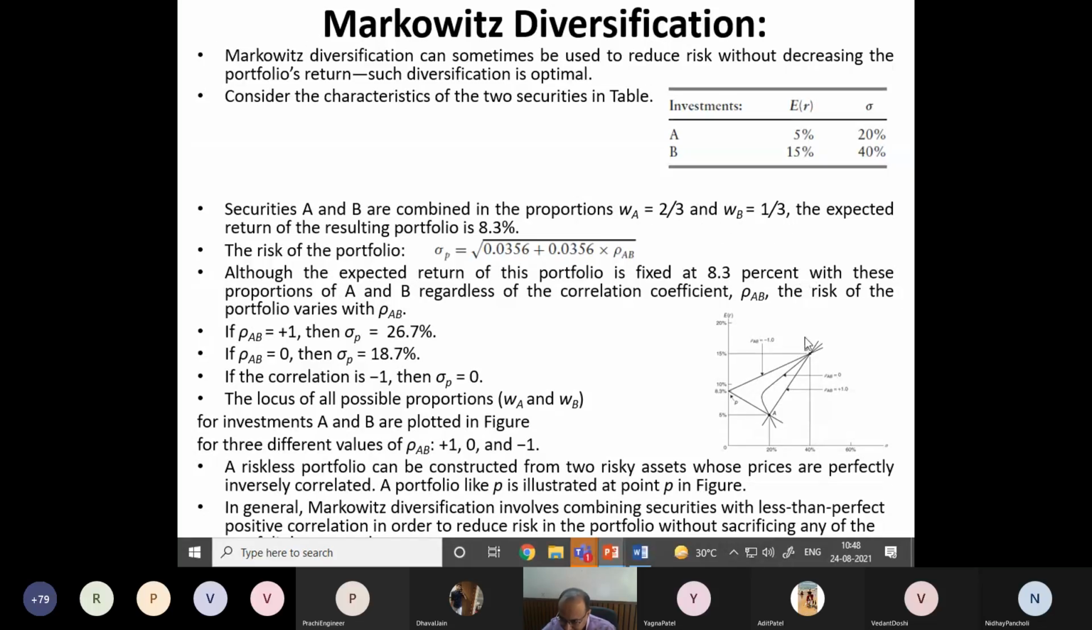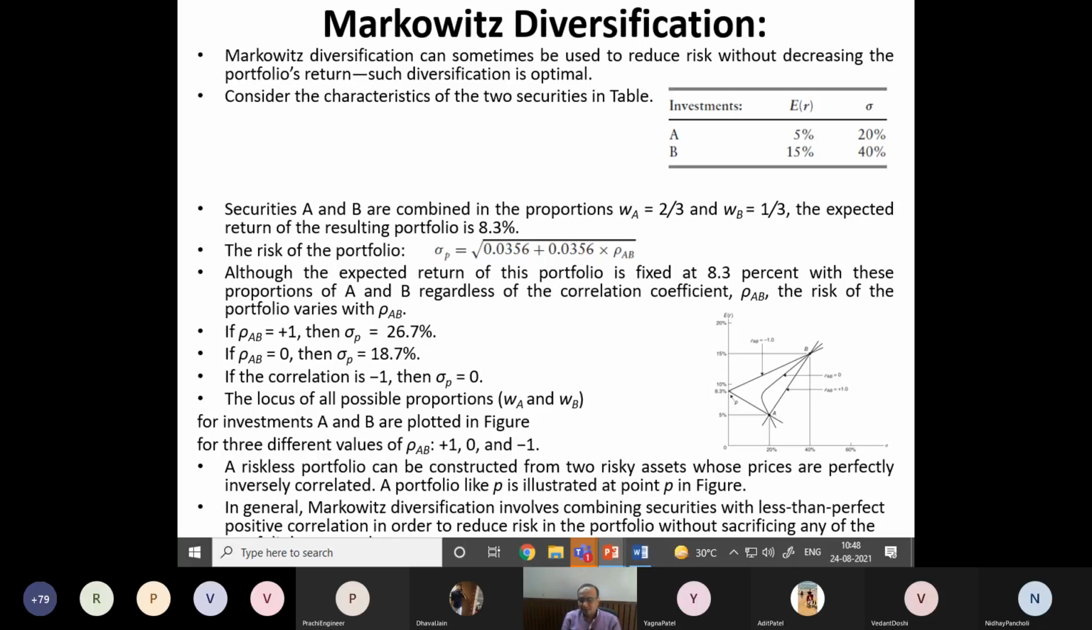If I allow short selling, these curves will extend, meaning WA is greater than 1, then WB may be negative, or vice versa. So in that case, this may extend if I allow short selling. But I'm interested only between points A and B. Short selling is not allowed. Now from this curve, what do we conclude? The conclusion is very important.